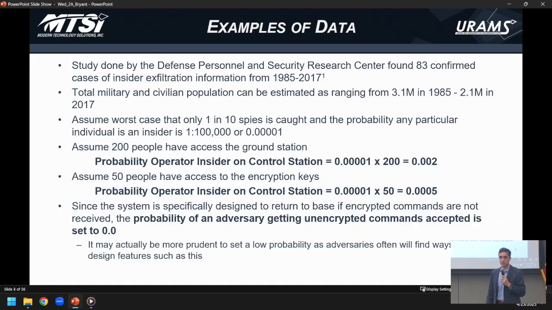So, of course, the next question is, well, obviously those are the spies that got caught, right? So what about the ones that weren't caught? You can make an assumption. In this case, I went with what I thought was a pretty conservative assumption, and I assumed that we only catch 1 out of 10.